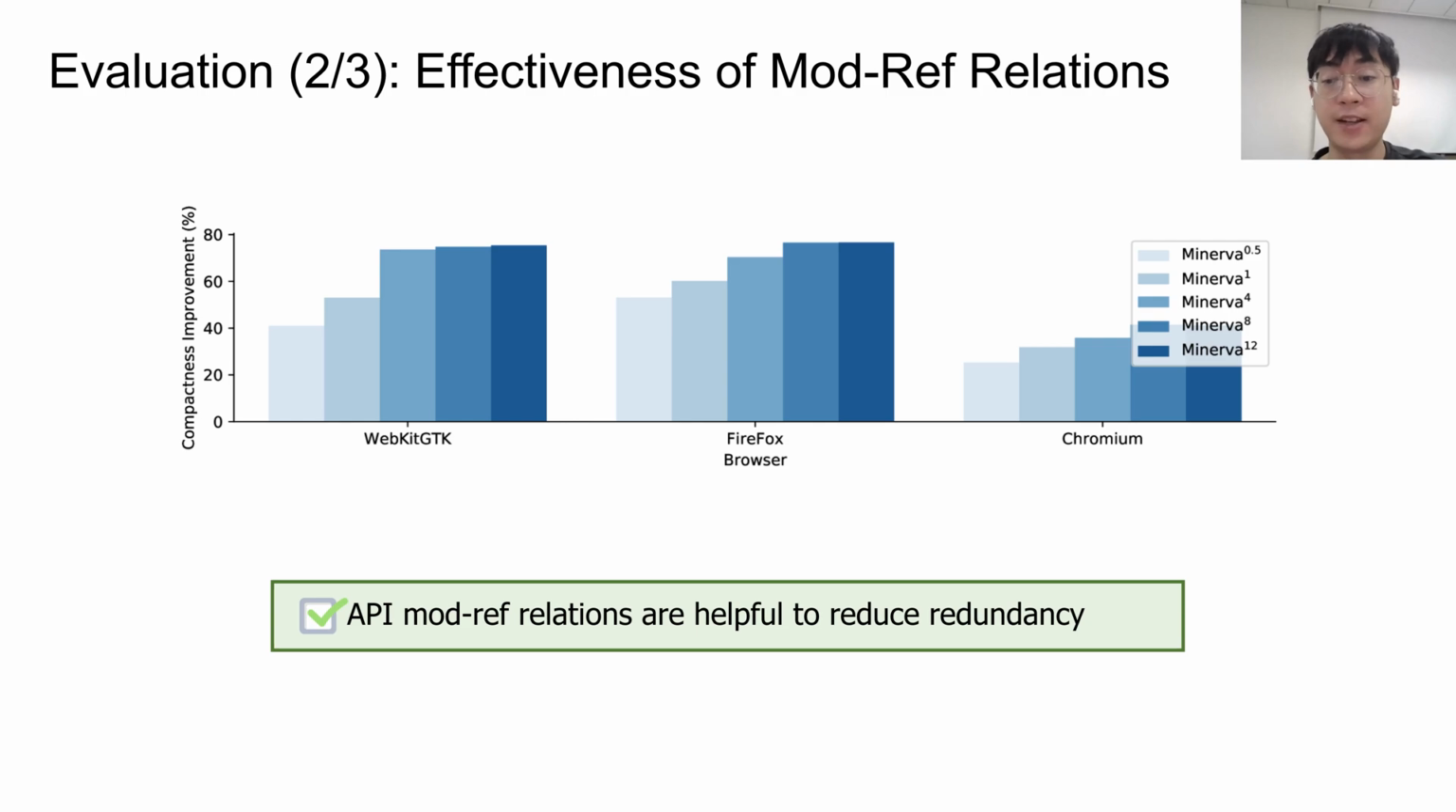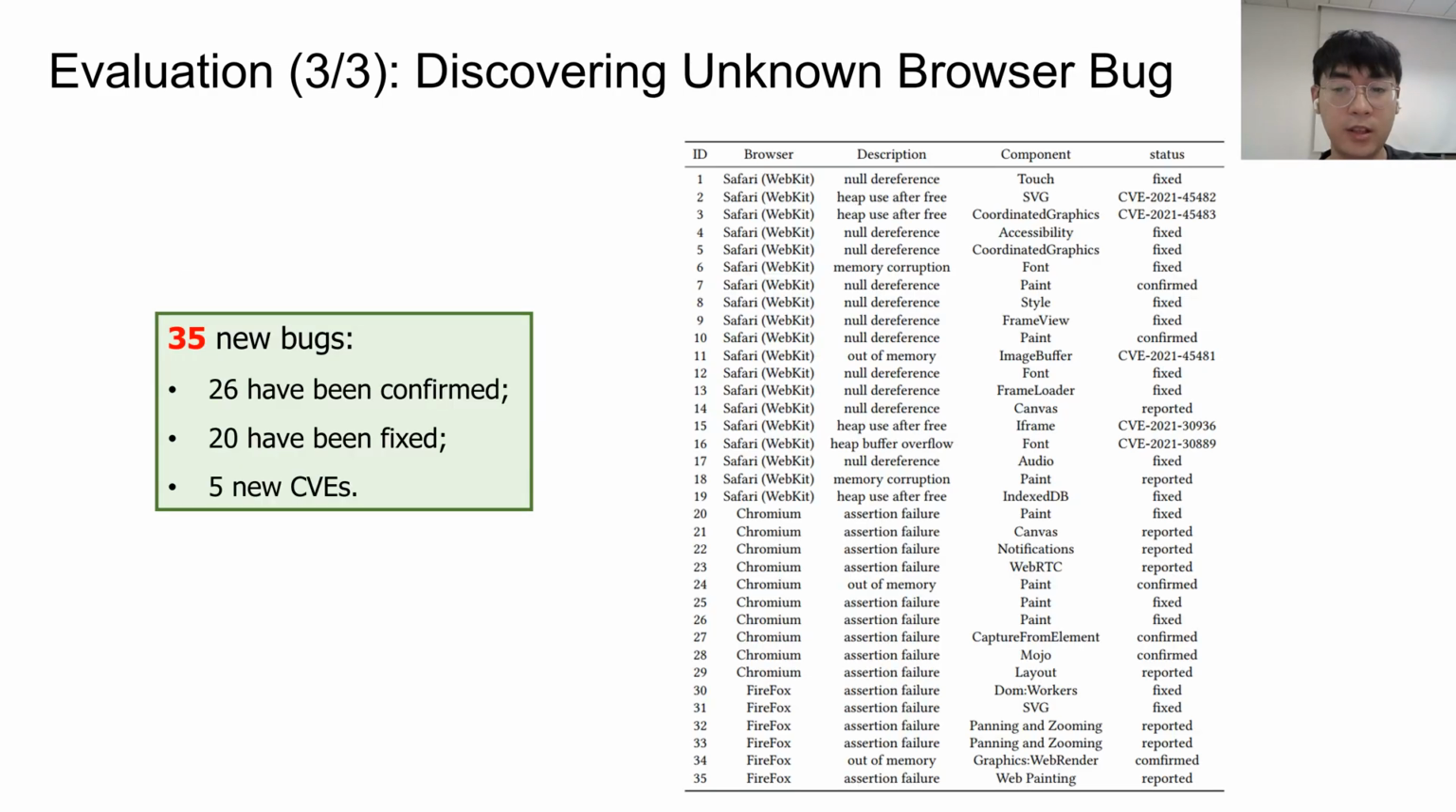Next, we conduct experiments to see if the mod-ref relations truly contribute to making test cases less redundant. And the answer is yes, the relations are helpful. As receiving more relations, Minerva will generate more compact test cases.